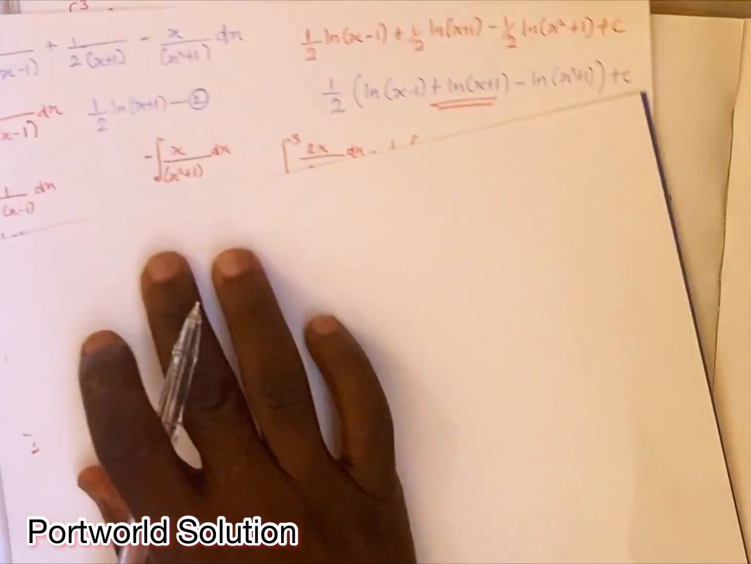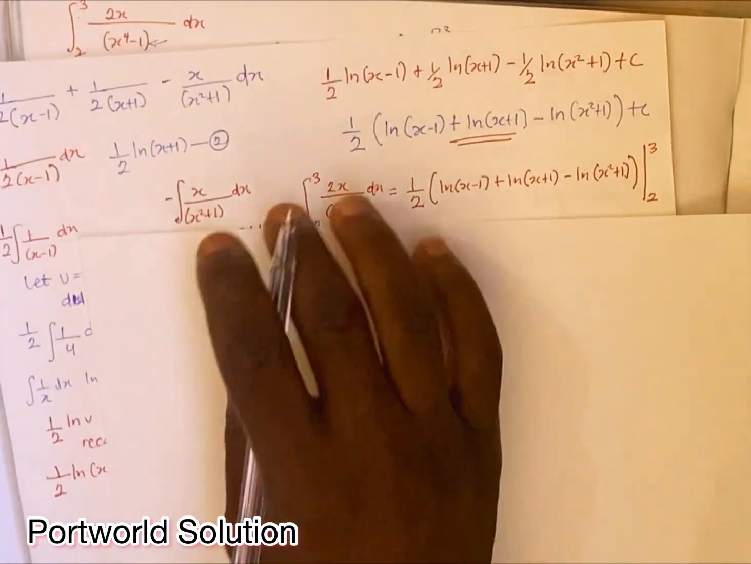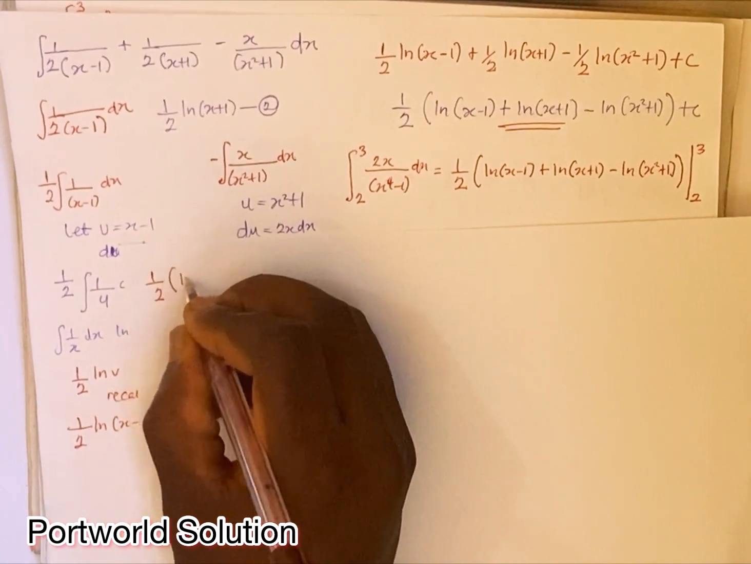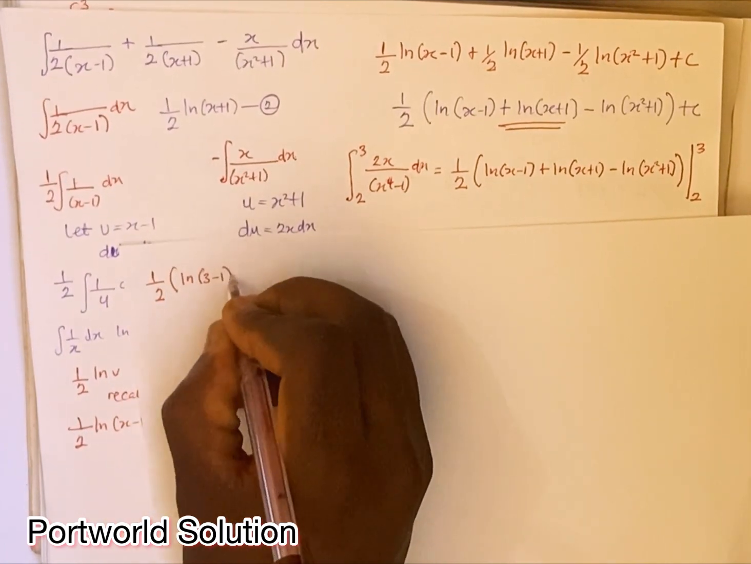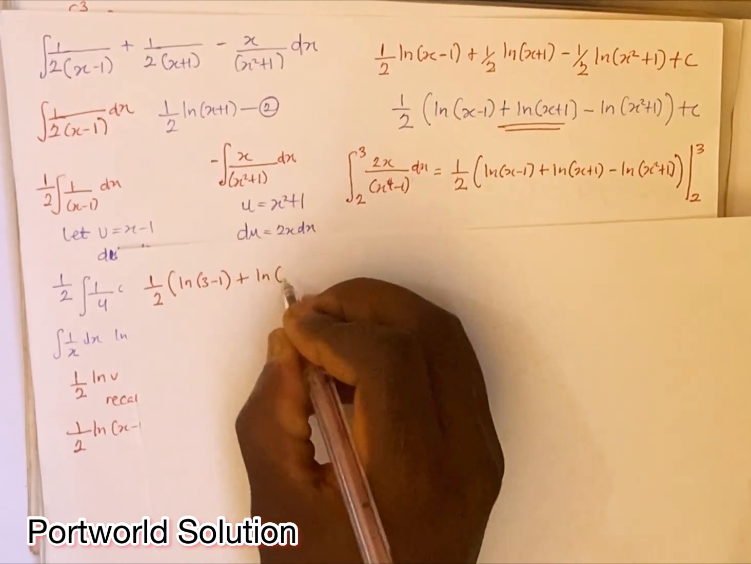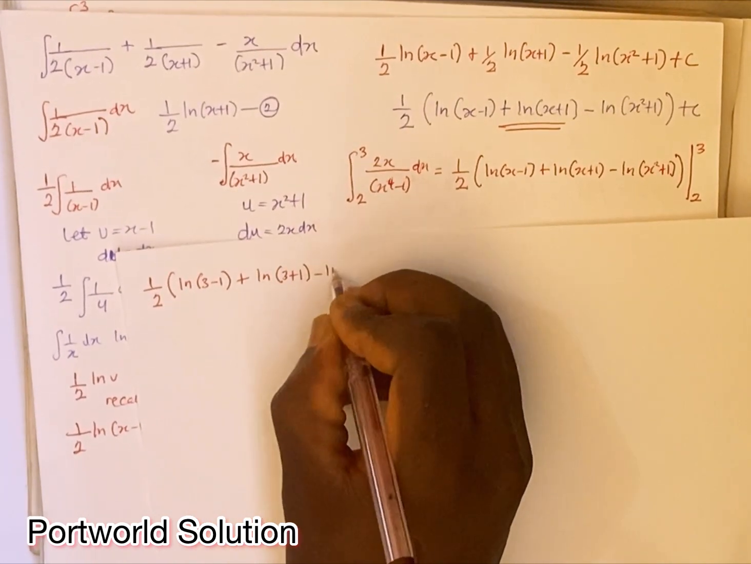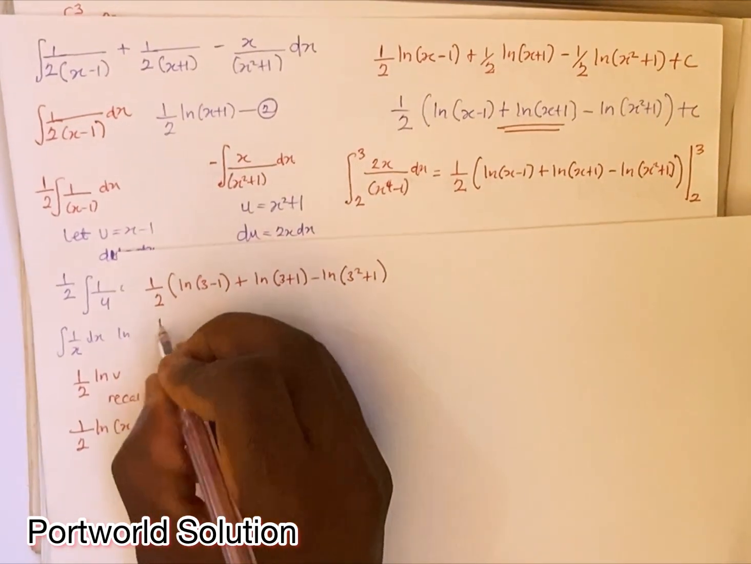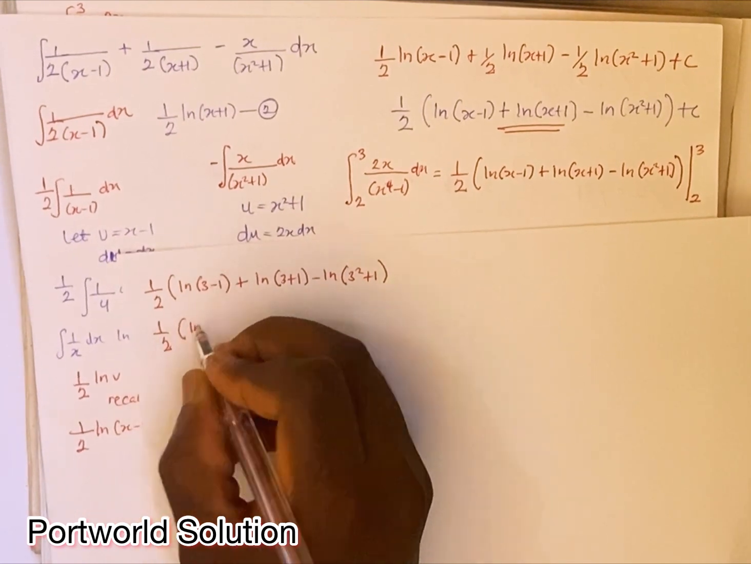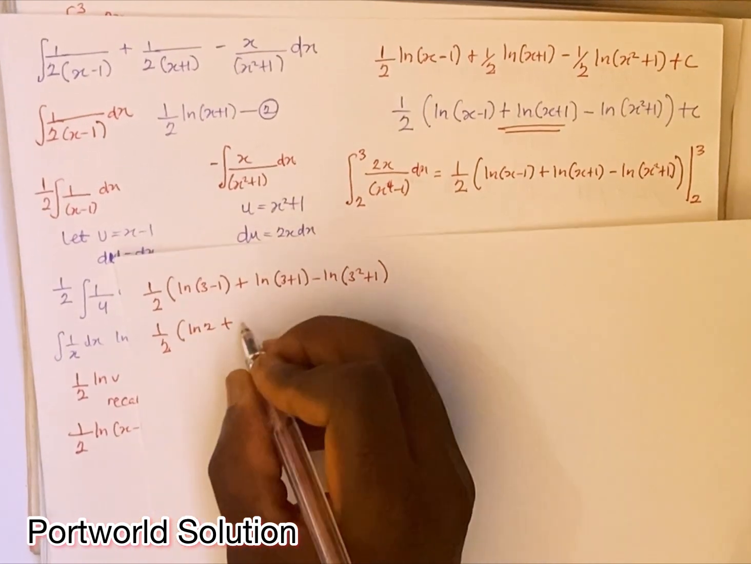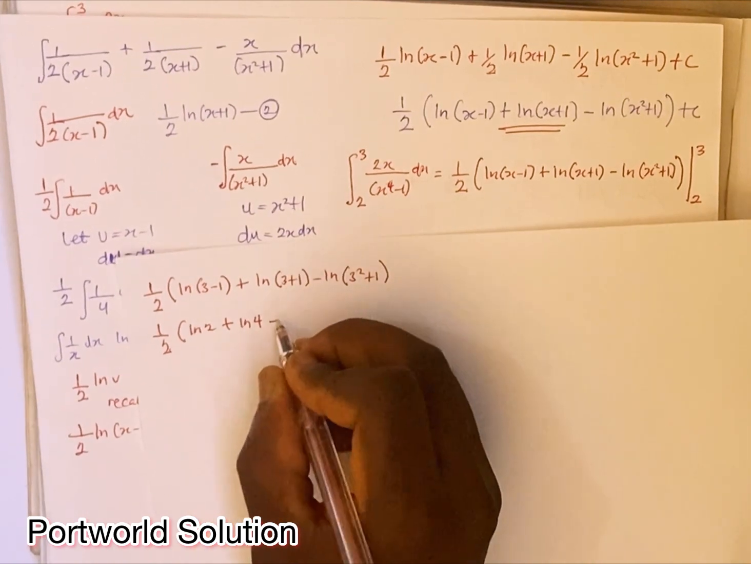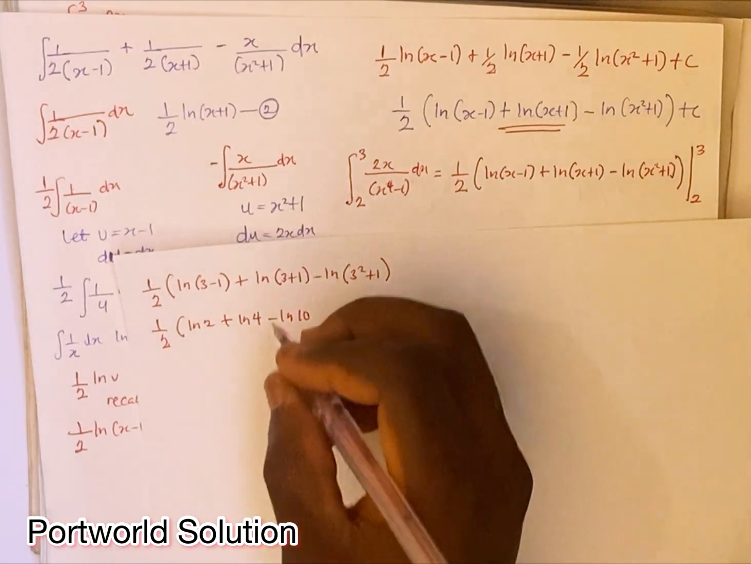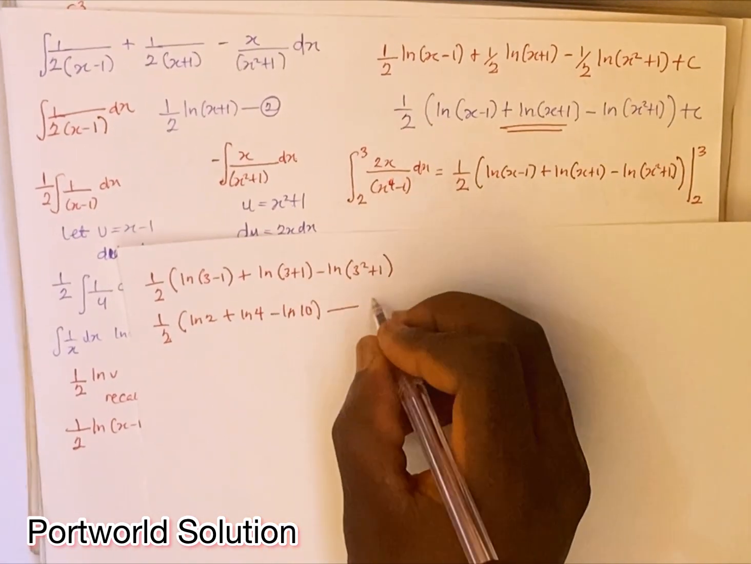Since I'm integrating with limits, I'm going to have my 3 first. I'm going to have 1 over 2, then the natural log of 3 minus 1, then plus the natural log of 3 plus 1, then minus the natural log of 3 squared plus 1. So here I'm going to have 1 over 2 into brackets the natural log of 2 plus the natural log of 4, then minus the natural log of 3 squared, which is 9, plus 1, that's 10. So this is my first one.